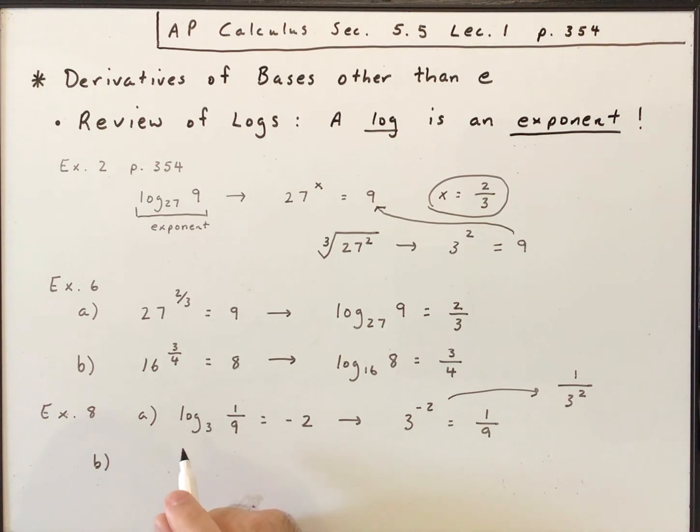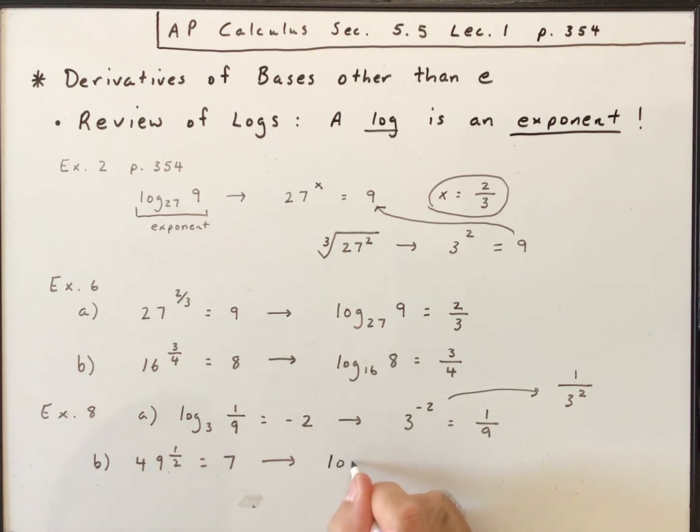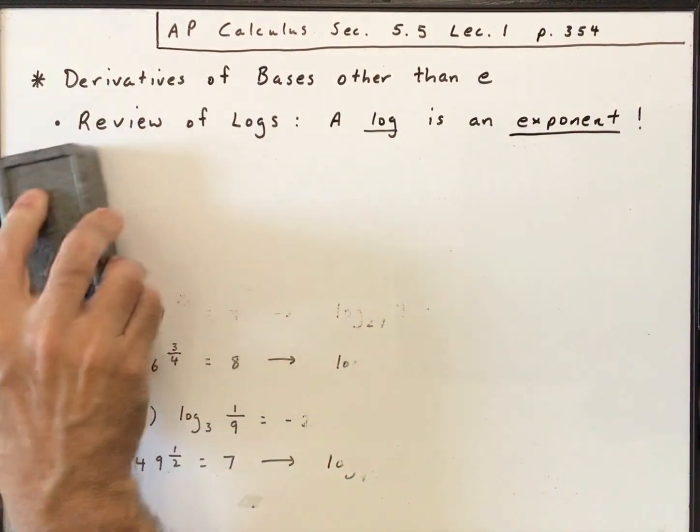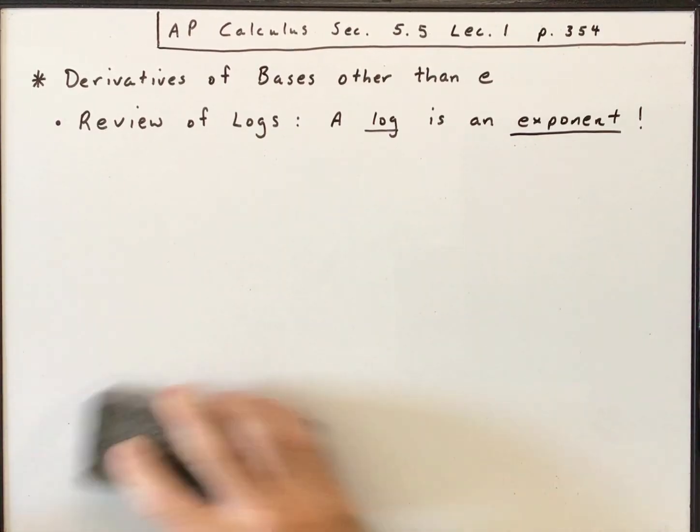Part B, we have 49 to the 1/2 is equal to 7. We want to rewrite that as a logarithmic expression. So the base is 49. So that's log base 49 of 7 is equal to the exponent, 1/2. All right, so remember, a log is an exponent. So this is the logarithmic version of this exponential expression. All right, we've got a few more to do here, and then we'll get into taking derivatives.